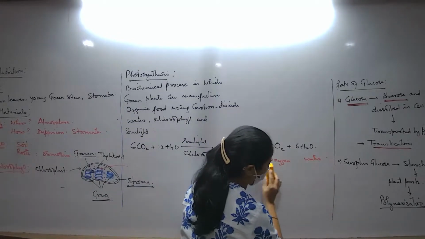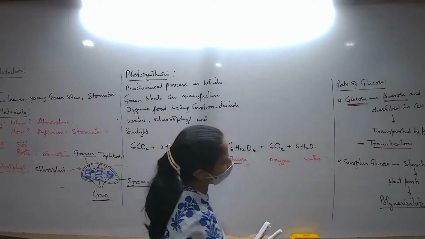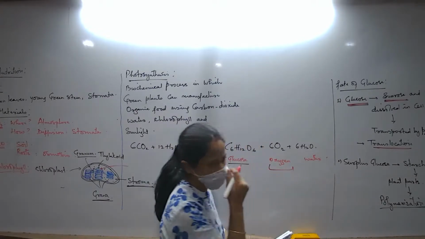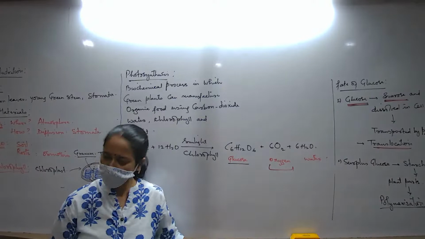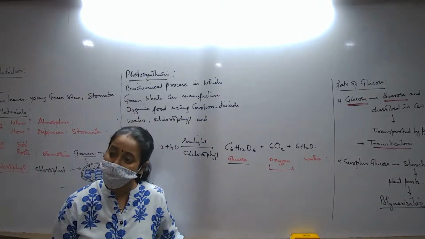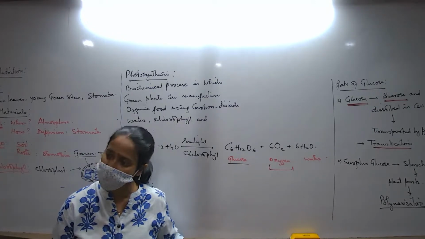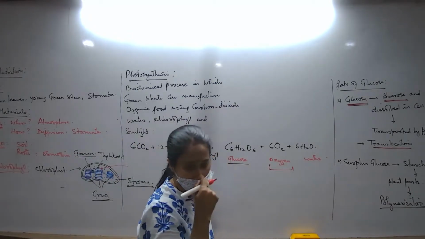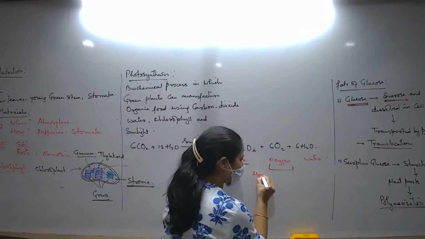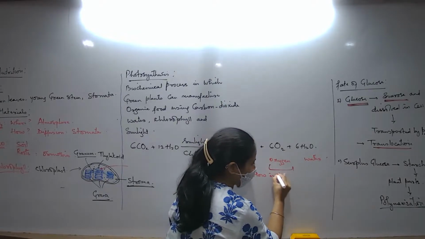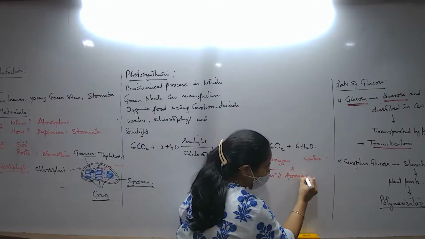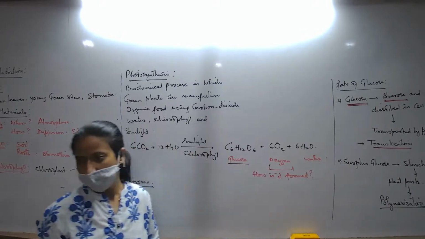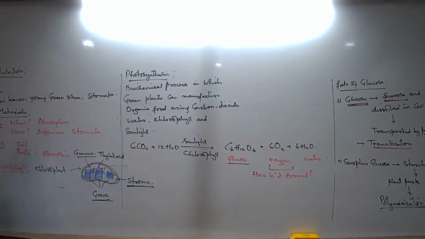Next we talk about oxygen. Which is the most important byproduct? The most important byproduct is oxygen. What is its fate? First, remember how it is formed. You should always know the answer to this question: how is oxygen formed during the process of photosynthesis?